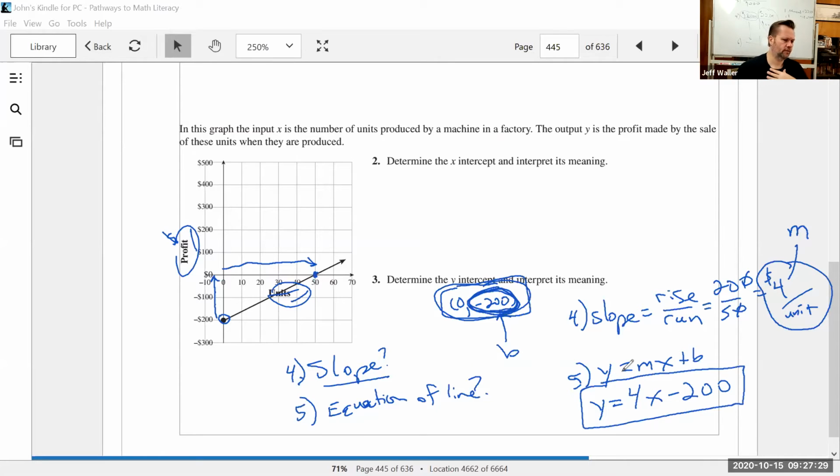Kabam. Now, how can I check that? Well, if I were to plug a 50 in for X, what should my output be? 0. I should have a 0 profit. And sure enough, if I plug 50 in for X, I get 200 minus 200, 0. Yay, check. So when you have a graph and you find an equation of the line, you can check it. You can make sure that it actually gives you the outputs the line does.